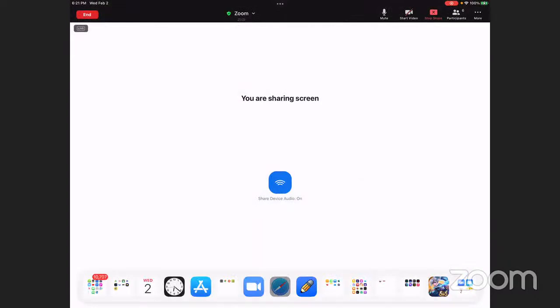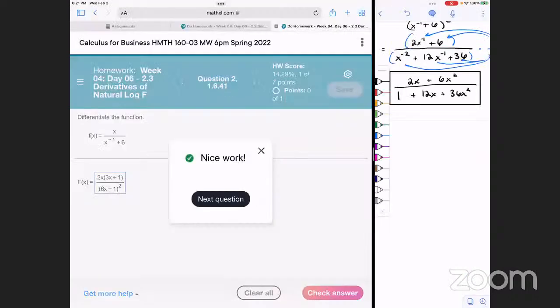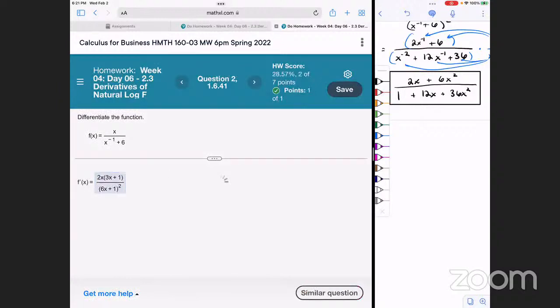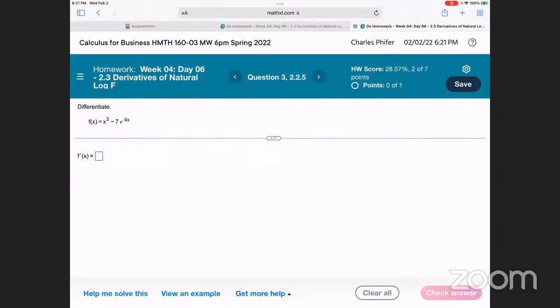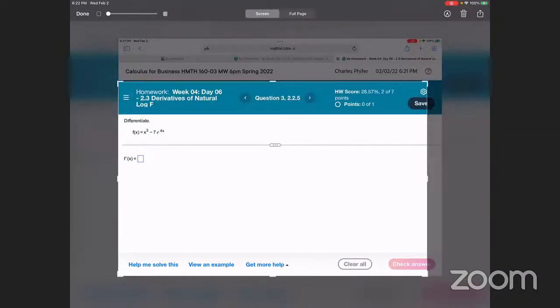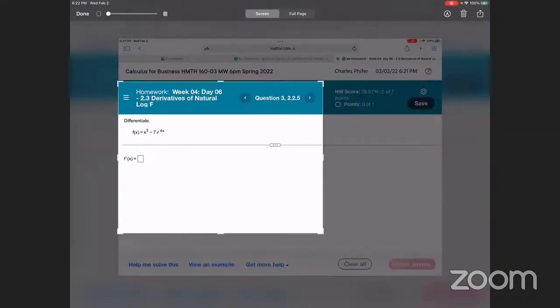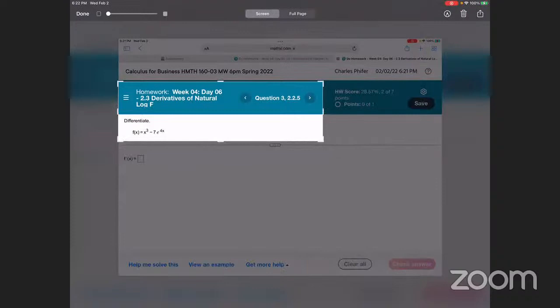All right. Next question. Differentiate. Okay. So this is kind of incorporating some of the things we talked about last class. Let me get a copy. And we want to take it from here. I like to include the question ID and a copy of the original question.